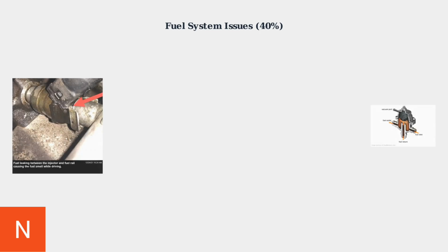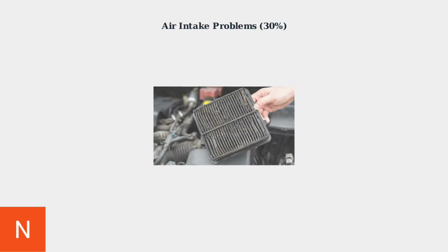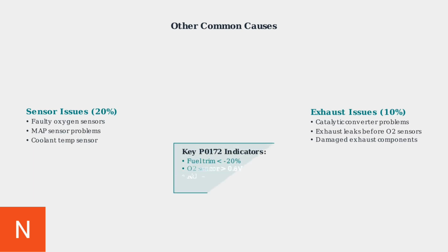Common causes of P0172 codes fall into 4 main categories. Fuel system issues like leaking injectors account for about 40% of cases. Air intake problems represent about 30% of P0172 cases. A dirty air filter restricts airflow, creating a rich mixture, while contaminated mass airflow sensors provide incorrect readings to the ECM. Sensor malfunctions account for 20% of cases, while exhaust system issues make up the remaining 10%. Understanding these categories helps technicians approach diagnosis systematically.